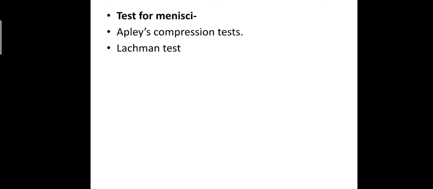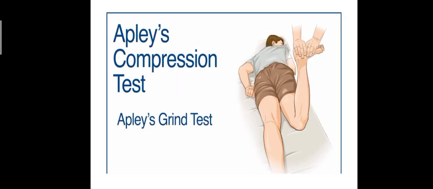This test consists of 4 steps: step 1, step 2, step 3, step 4. In step 1, the patient is lying prone. The examiner grasps the foot of the affected limb, internally rotates it and slowly flexes the knee to 90 degrees.